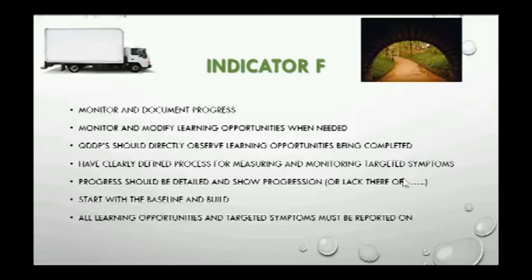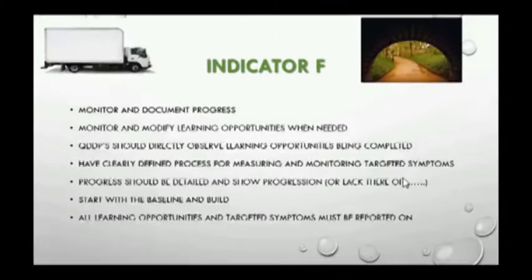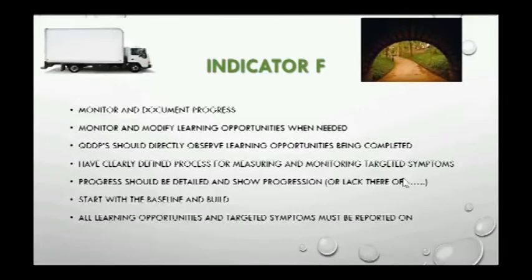Progress should be detailed and show progression or lack thereof. So progress needs to be detailed, meaning there needs to be some clearly defined, measurable way via percentages, via X out of Y trials, something like that has to be in place. And you start with your baseline and you build from there. All learning opportunities and targeted symptoms must be reported on. They have to be reported on. No way around it.